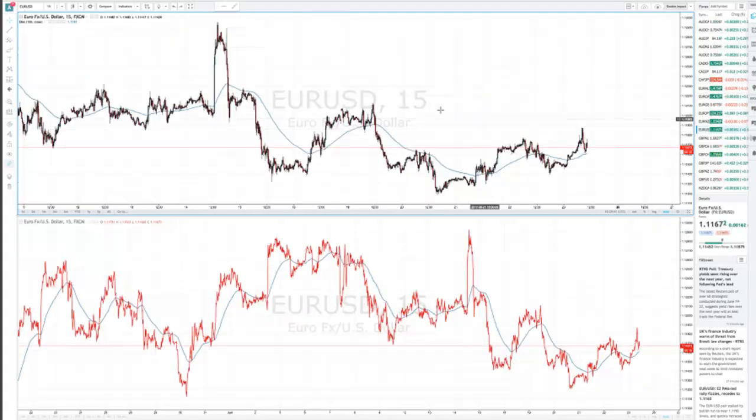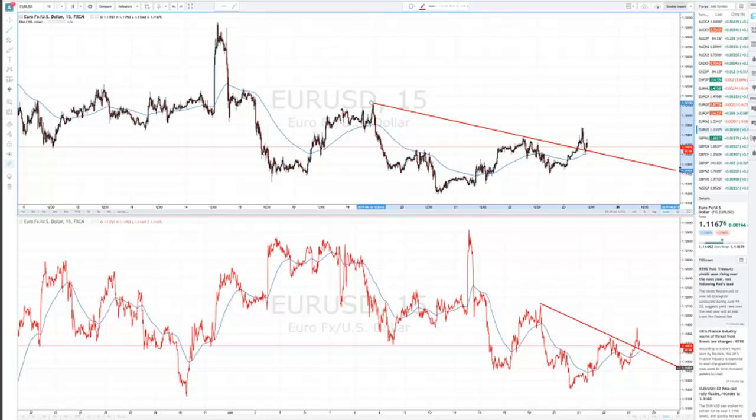Euro dollar, what do we want to do with this? This one kind of missed the boat, actually. So you wouldn't be able to trade this.